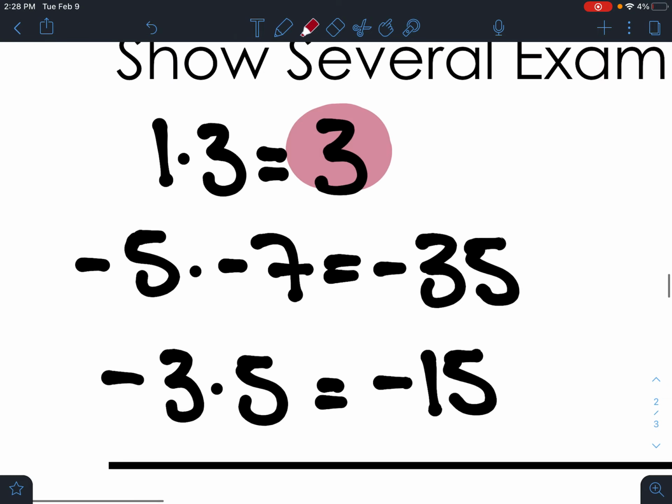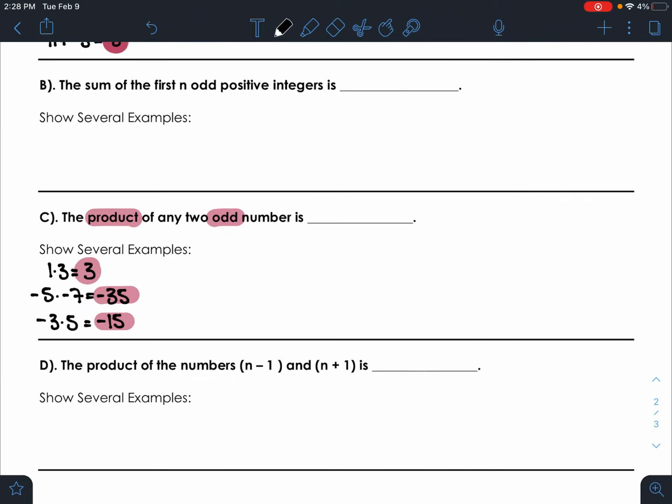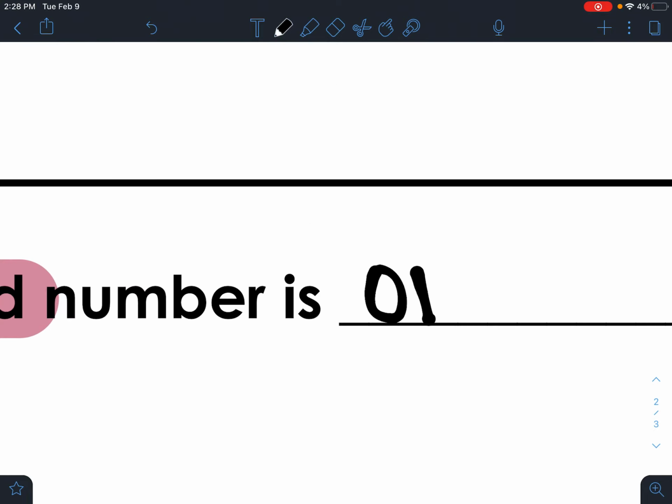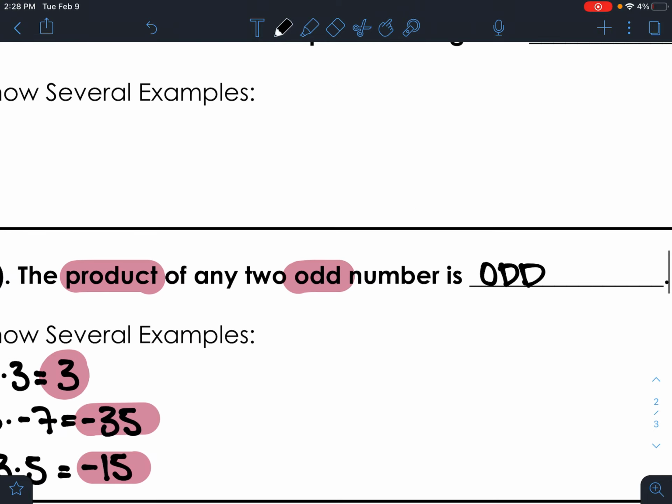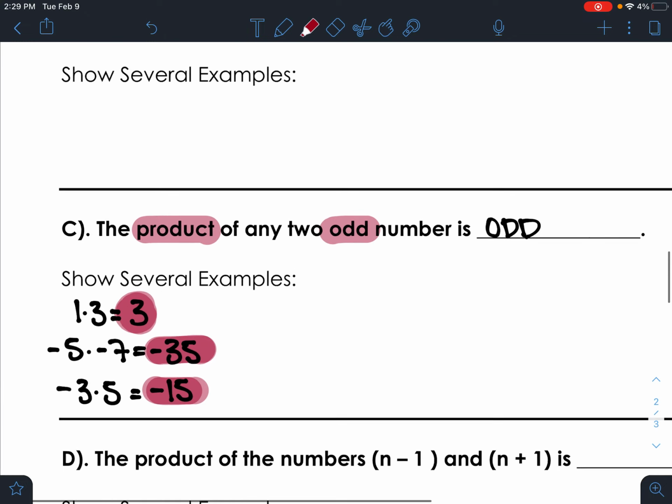If I look at these 3 numbers, again, the question is what do they have in common. 3, -35, -15. What they have in common is that they are all odd. So our conjecture is that when you multiply any two odd numbers, the product is going to be odd. Again, a minimum of 3 examples to see what's going on with those products or sums, and then you're looking for a descriptor that would match those 3 outcomes.